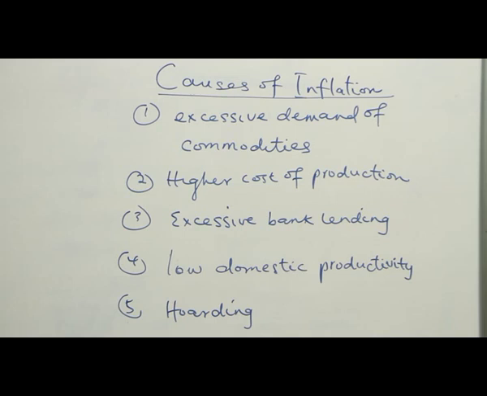The fifth one, hoarding. Hoarding will cause artificial scarcity. That is, when people are hoarding goods, when they're supposed to supply the goods into the economy. So consumers will buy the goods at high prices. And why are they paying for that? Because some people are holding the goods, particularly wholesalers and retailers. They can do that in order to force the price to increase so that they can make more profit. By doing it, they are causing artificial scarcity in the economy, which will lead to inflation.